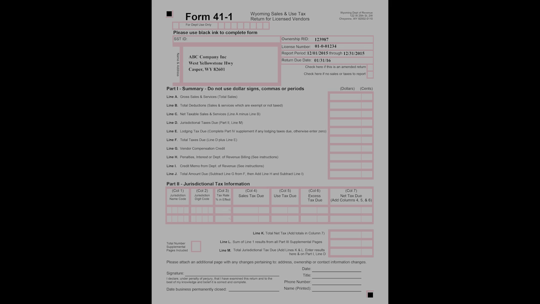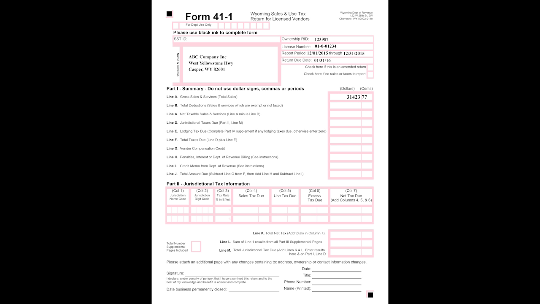When completing the form, your first step is to enter your total gross sales into line A. These sales will represent both taxable and non-taxable sales. However, it should not include the collected taxes at this time. Line B is where you will subtract any exemptions.